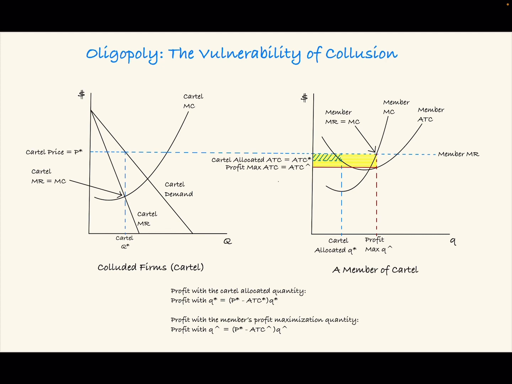Because the firm's individual profit, seen with the yellow shaded region, is greater than the profit with the cartel's allocated quantity, the blue cross shaded region, the firm has an incentive not to follow the cartel. If all member firms of the cartel produce at a greater quantity than allocated by the cartel, the price of the product will decrease, and ultimately, the oligopoly will collapse.